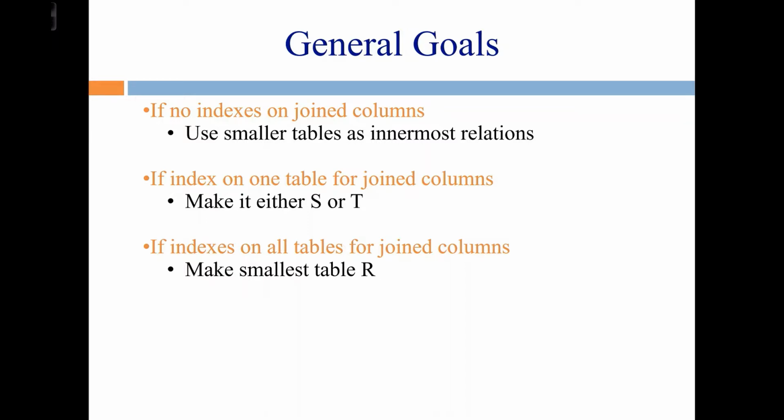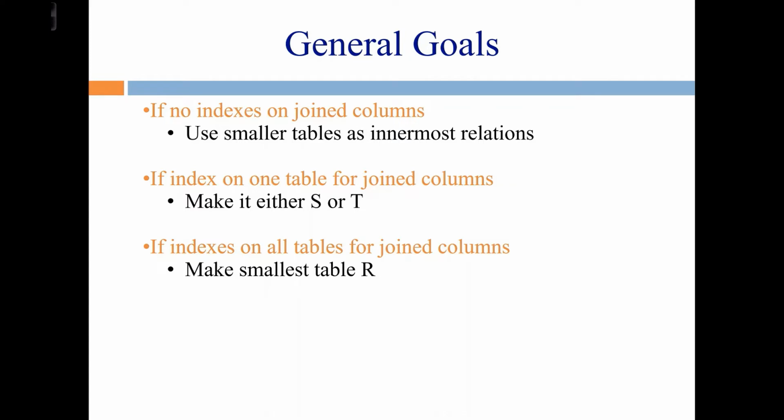In the case where there is one index on one of the tables for the joined columns, then we want the indexed table to be either S or T, just not the outside relation. And it doesn't really matter too much whether it's S or T. Sometimes it can do an optimization where it can kind of short circuit the join condition if it's able to quickly find that S does not contain a match with R. So sometimes you might want the index to be S, but it depends on whether or not it can predict if it would be able to short circuit.